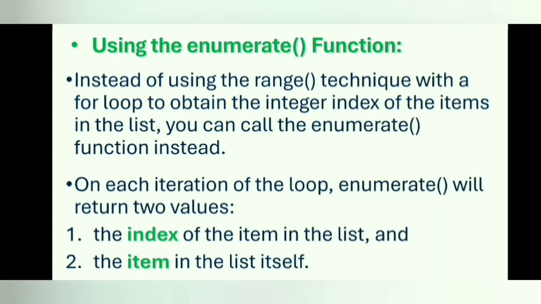Using the enumerate function. Instead of using the range function technique with a for loop to obtain the integer index of the items in the list, you can call the enumerate function instead. On each iteration of the loop, enumerate function will return two values, the index of the item in the list and the item in the list itself.